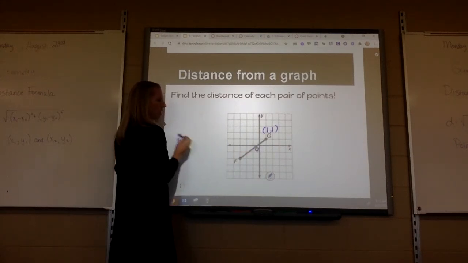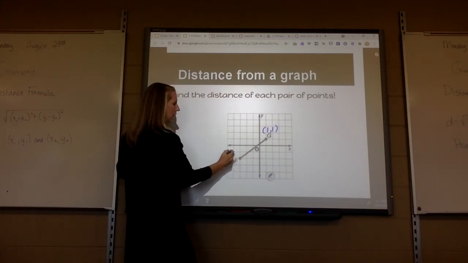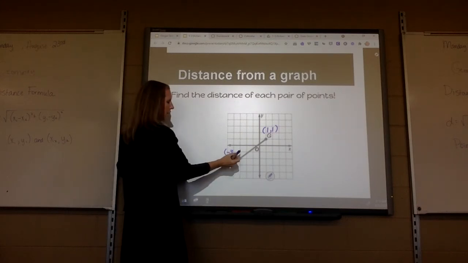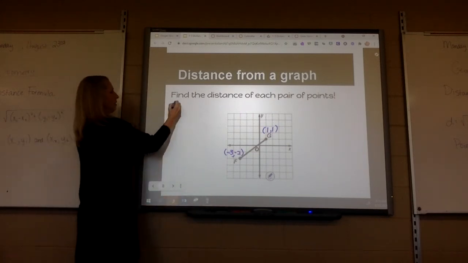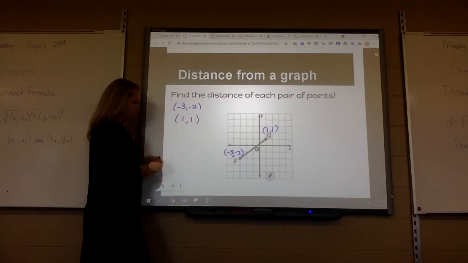How far to the left would I go? 3. So 1, 2, 3. If I'm going to the left, it's negative. Do you guys remember that? Yes. And then how far down am I going? 2. So negative 2. So now I've got my points: negative 3, negative 2, and 1, 1.